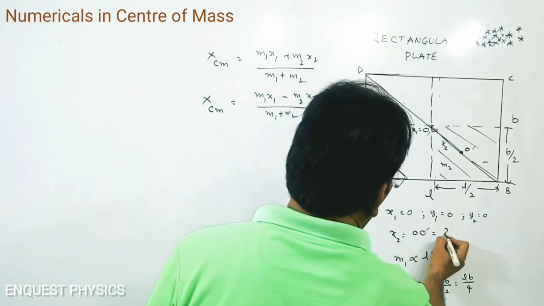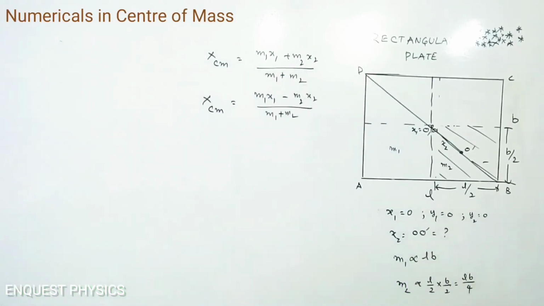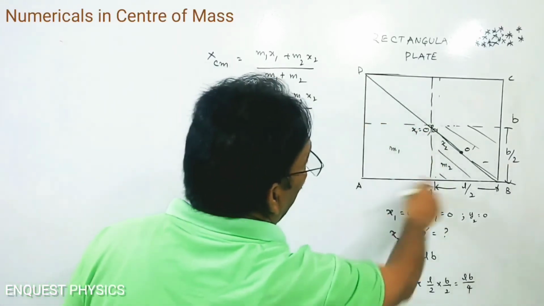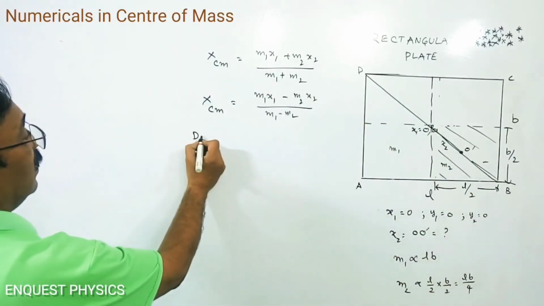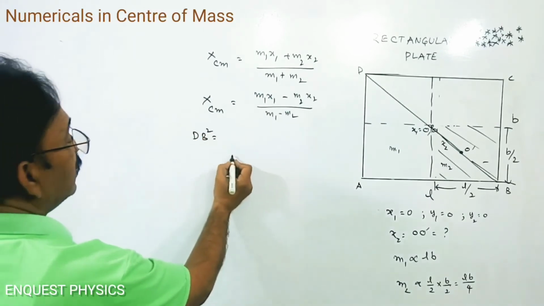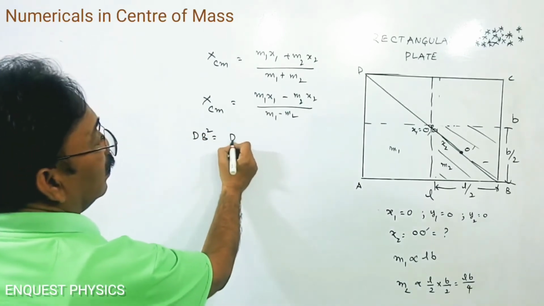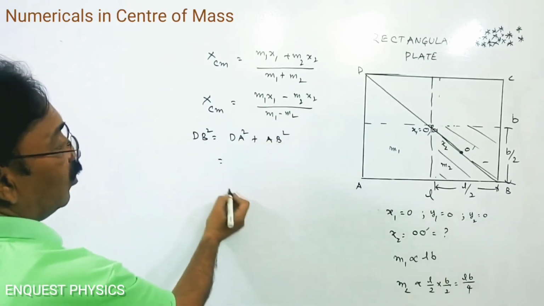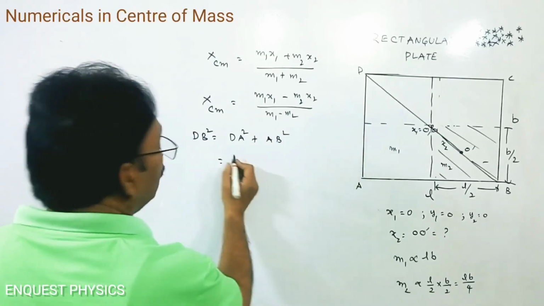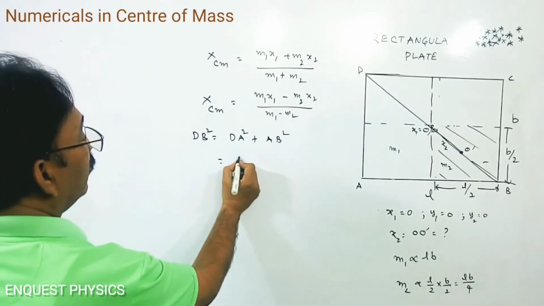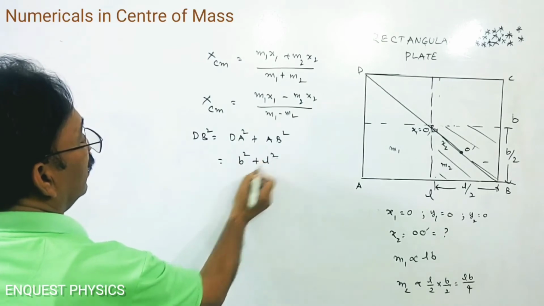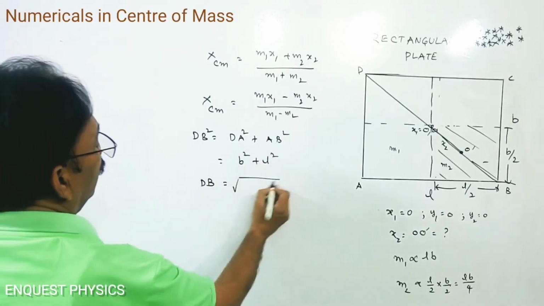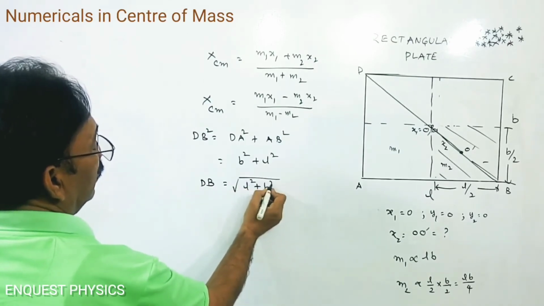And we need to find the O dash. Okay students, in this rectangle we get a triangle here, that is dB square can be written as dA square plus AB square. Same procedure we are following. It's the length and it's the breadth. dA is the breadth, so B square plus L square. That is dB is equal to under root of L square plus B square.